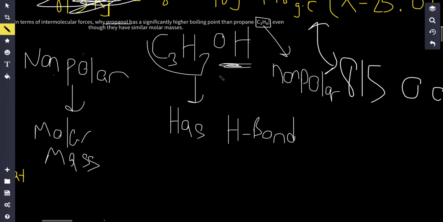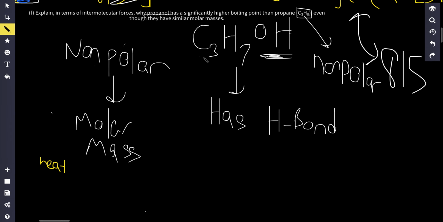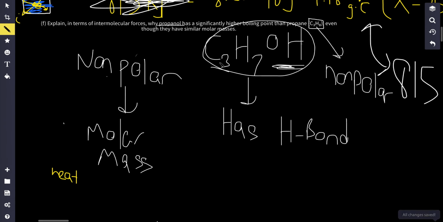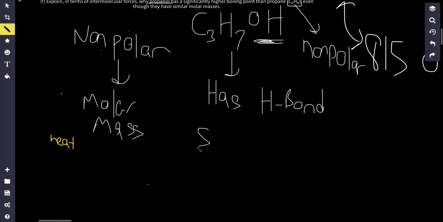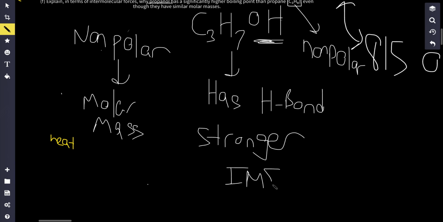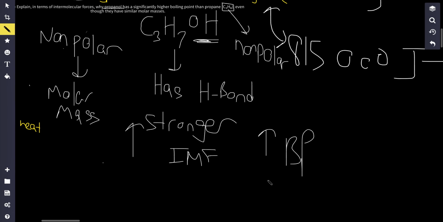So because this is polar right over here and this is nonpolar, well then this is going to have stronger IMFs, right? Stronger intermolecular attractions between the molecules. Now, stronger IMFs, the higher the boiling point. So another thing to know is that the stronger the intermolecular force is, the higher the boiling point.